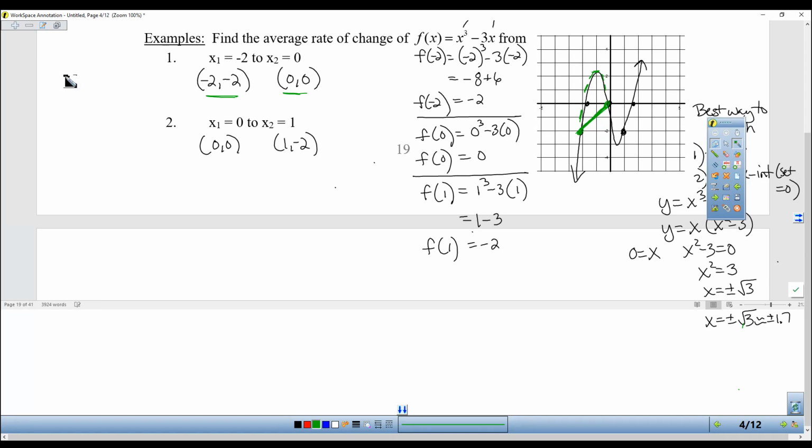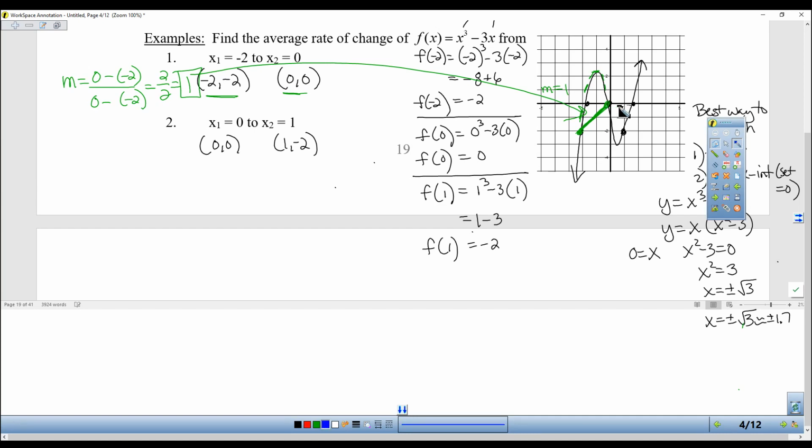So let's actually find that slope. y2 minus y1 over x2 minus x1. 2 over 2 is equal to 1. That is the slope of the green line. That is the average slope on the curve there.